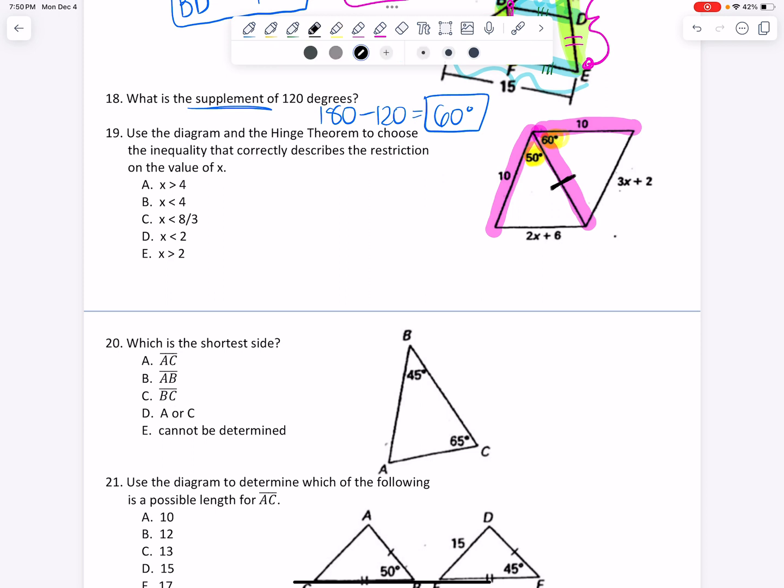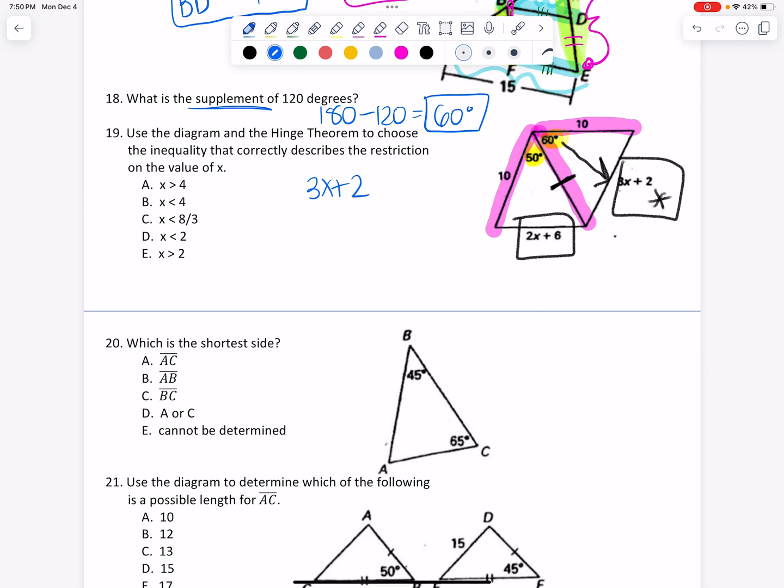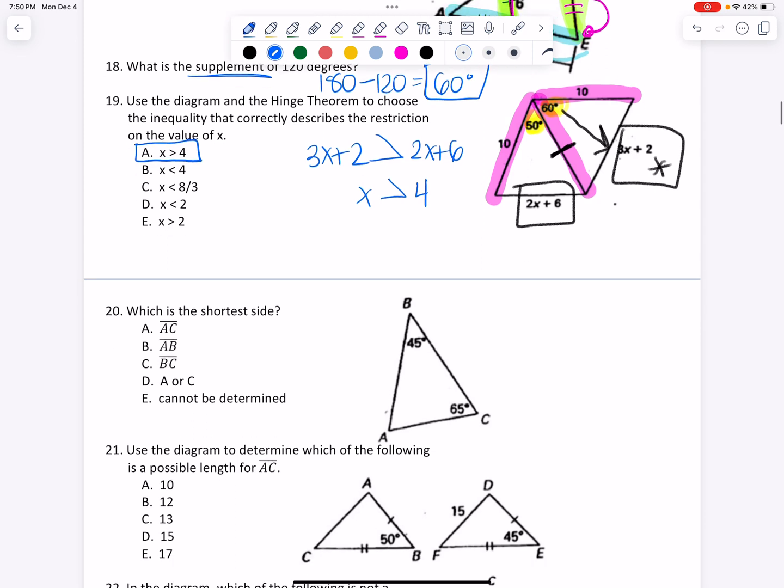Then the longest side is going to lie opposite the biggest angle. Remember, we say big side, big angle. So that means that this piece, 3x plus 2, is going to be greater than 2x plus 6. So let's go ahead and write that inequality. We know for sure that 3x plus 2 is going to be greater than 2x plus 6. So we're going to get our variables on the same side. So x must be greater than 4, which is what A says. That's just the hinge theorem.